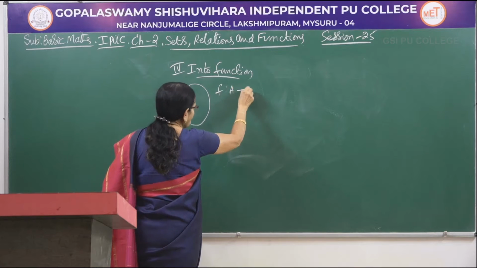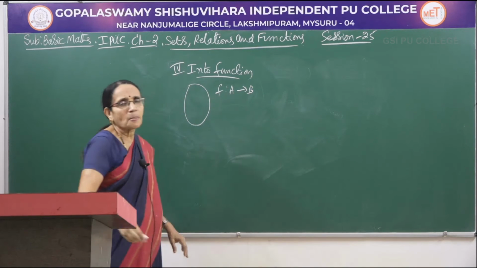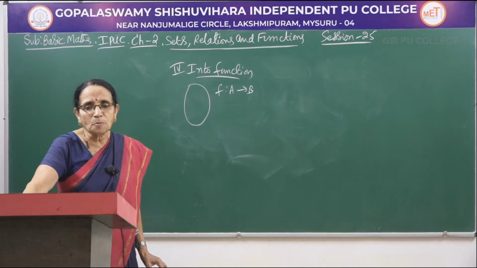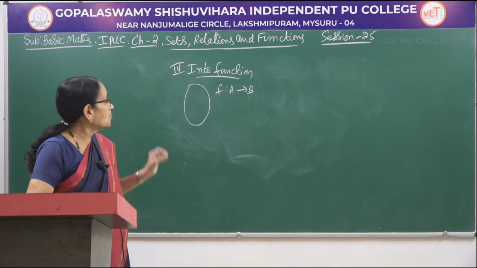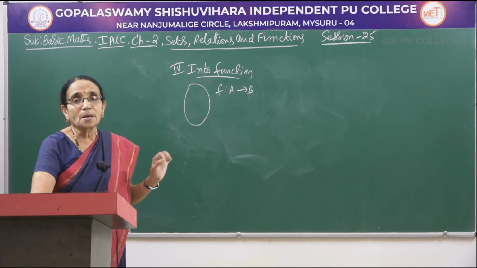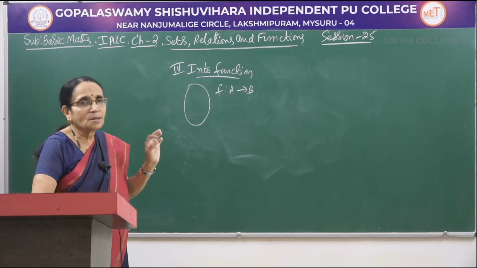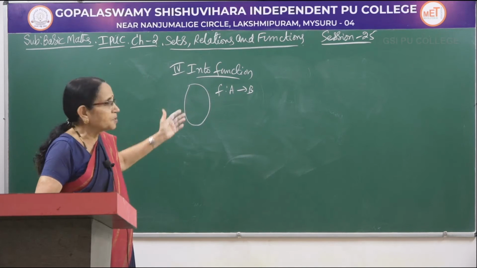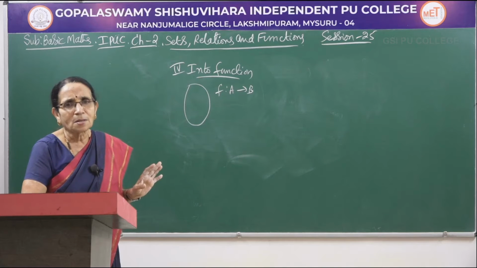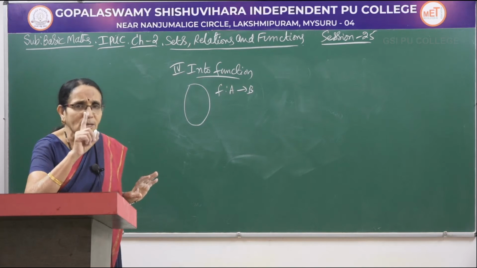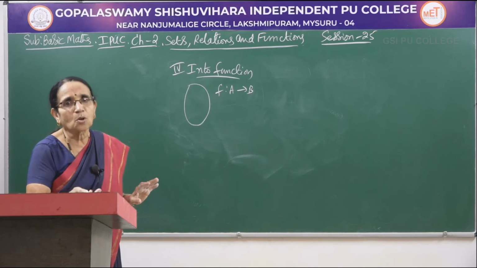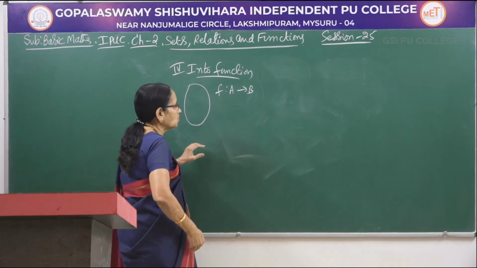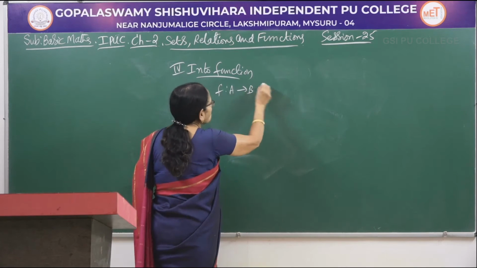How do you define this one? A function f from A to B is said to be an into function if there is at least one element in the set B which is not the image of an element of the set A, at least one element. That is, if there is one element extra in the codomain, we take it as an into function.